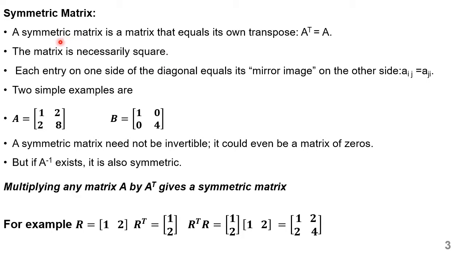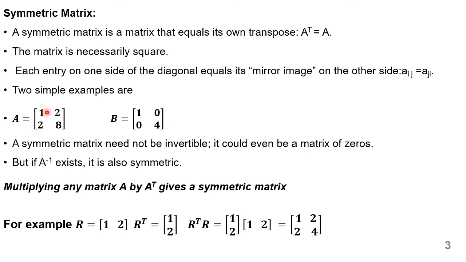The second, very important one: a symmetric matrix is a matrix that equals its own transpose. A transpose is equal to A. The third property says each entry on one side of the diagonal equals its mirror image on the other side, which means Aij is equal to Aji. Two examples are given here.